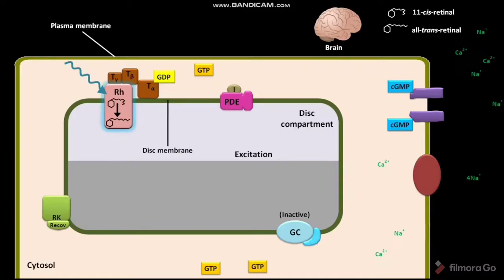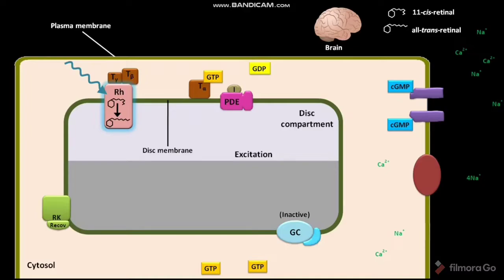Another protein called transducin hovers nearby on the cytosolic face of the disc membrane. Here, the transducin is denoted as capital T. The transducin has three subunits: T alpha, T beta, and T gamma. The activated rhodopsin then catalyzes the replacement of GDP by GTP on transducin. The transducin then dissociates into T alpha GTP and T beta gamma.